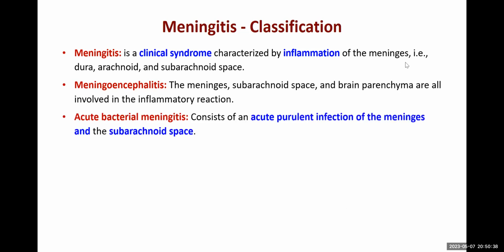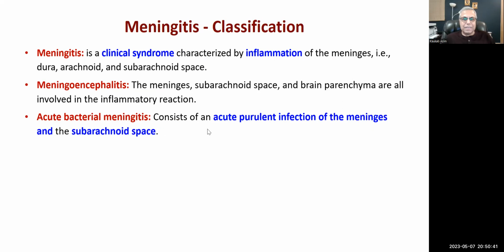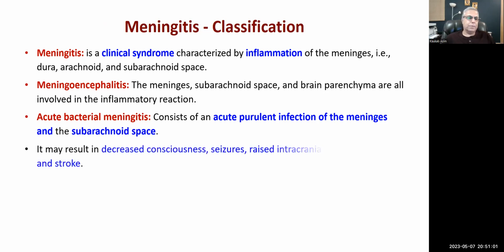Acute bacterial meningitis consists of an acute purulent infection of the meninges and the subarachnoid space. So mostly, it is the subarachnoid space where we have got a lot of structures and blood vessels, and we have got the cerebrospinal fluid over there. So that's where most of the time the infection occurs. It may result in decreased consciousness, seizures, raised intracranial pressure, and stroke. All right. So I hope if you remember, we discussed the difference between convulsions, seizures, and epilepsy in the lecture on epilepsy.